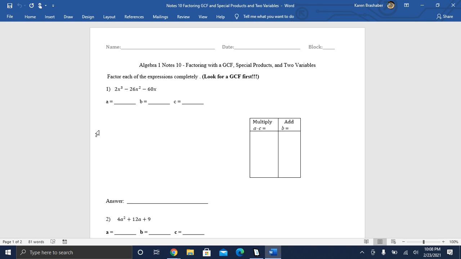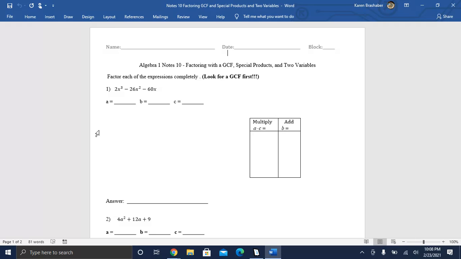Hello, students. Today we'll be working on Notes 10, where we will be factoring using the techniques that we've been using, but finding out that there are sometimes greatest common factors or other special products that happen. So our first problem, we have 2x to the third minus 26x to the second minus 60x. One tip off might be that you have an x to the third. The other is that all of your numbers are even.